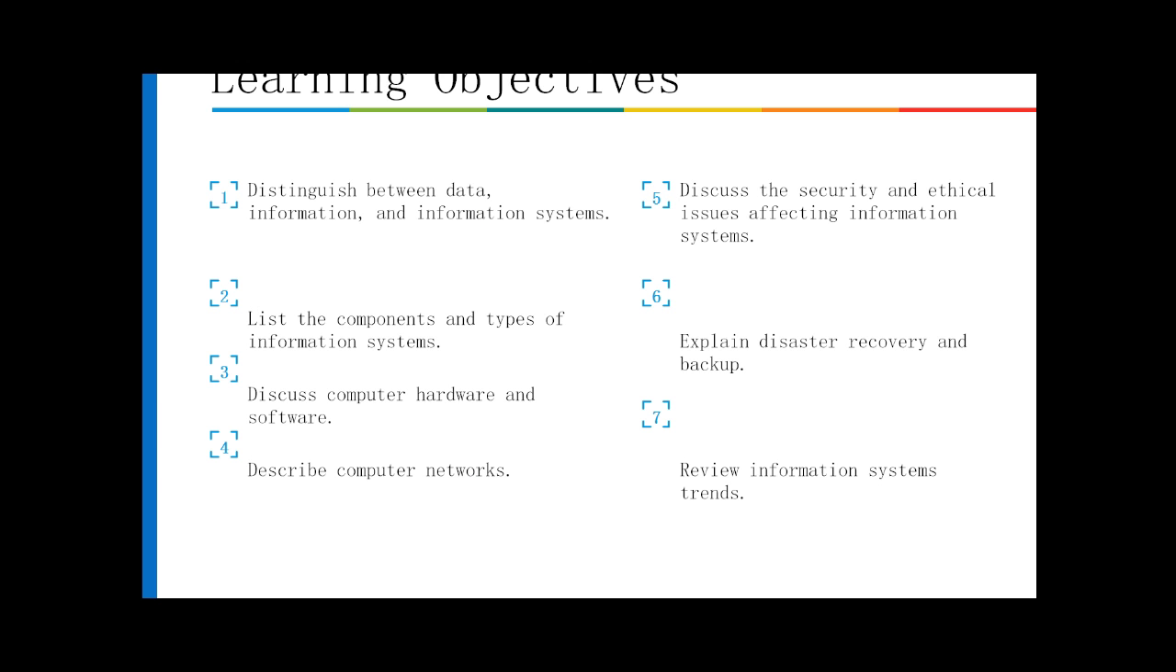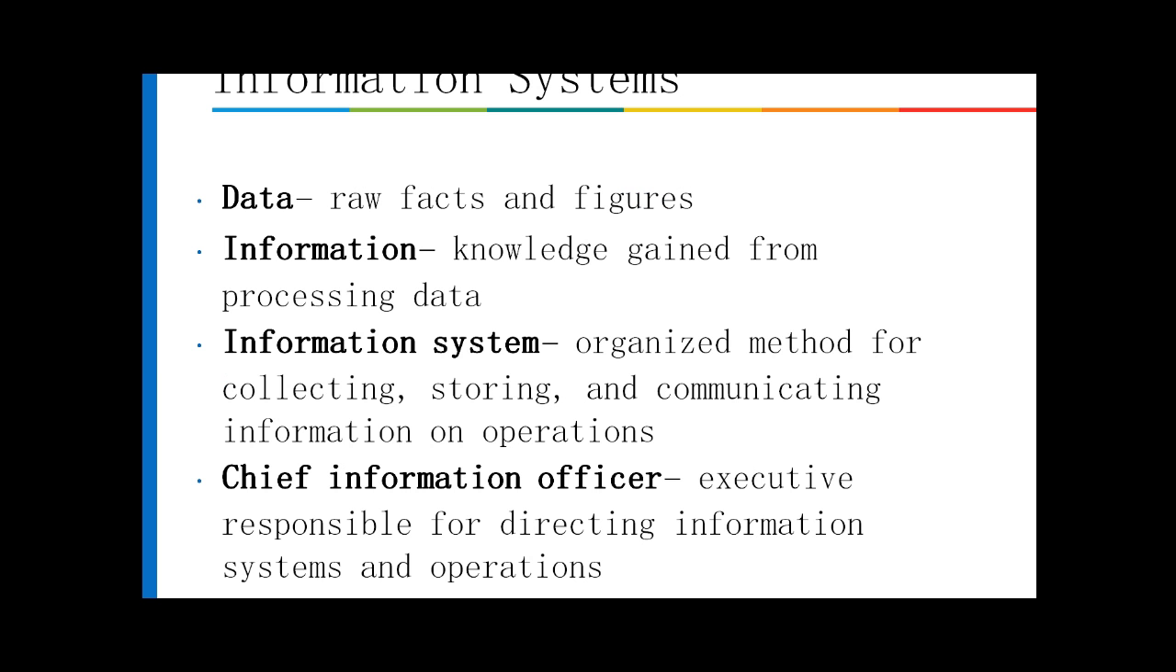Our objectives are as follows. We're going to distinguish between data, information, and information systems. We're going to list components and types of information systems and hardware and computer software. We're also going to describe networks and security and ethical issues surrounding information. That's going to be a hot topic, obviously, because of all the things that have been going on with hacking. We're going to explain disaster recovery and backup, which is critical. And we're going to finally review some information trends.